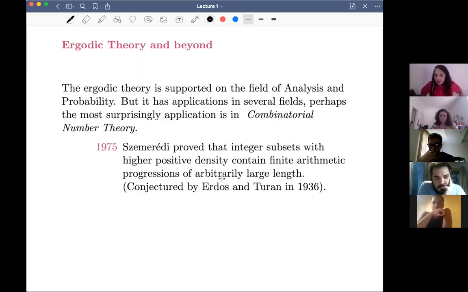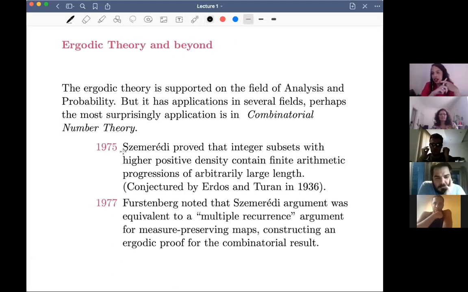So in '75, Szemerédi proved that integer subsets with positive upper density, I'm not defining positive density, contain finite, the word here is finite, contain finite arithmetic progressions of arbitrarily large length. Okay, this was a big result in combinatorial number theory. It was a conjecture since '36 by Erdős and Turán, and Szemerédi proved it in '75.